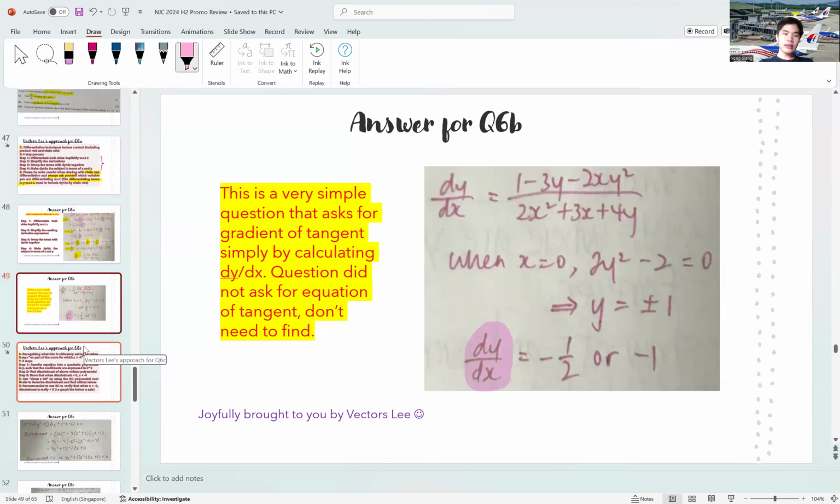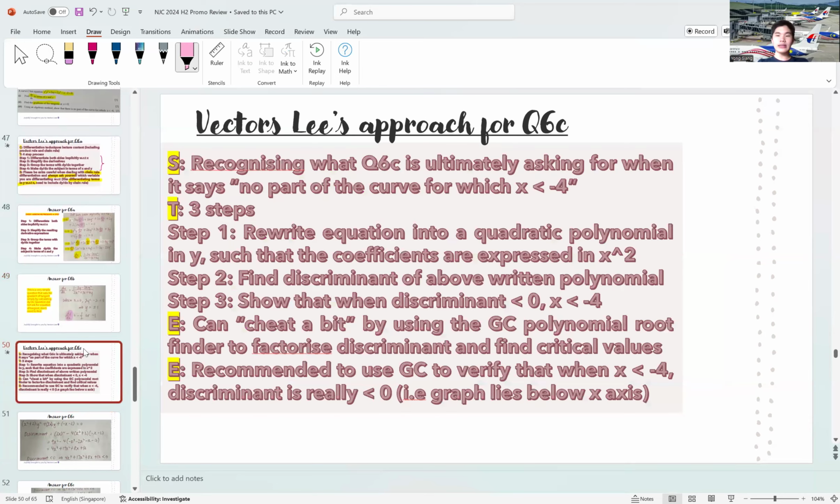So 6C is the part that is a bit more challenging for this question, right? 6C says, show algebraically that there is no part of the curve that exists for which x is less than -4. So when you say no part of the curve for which x is less than -4, it means that x can only take values which are above -4. x cannot take any value which is less than -4, right?